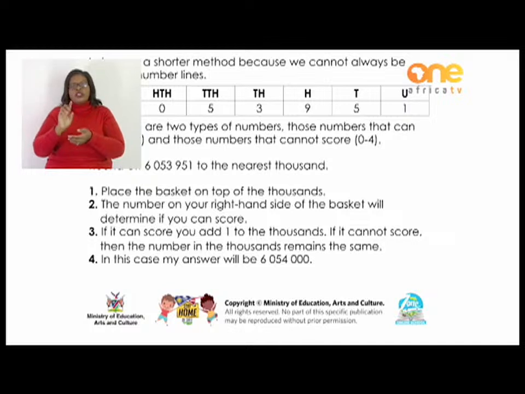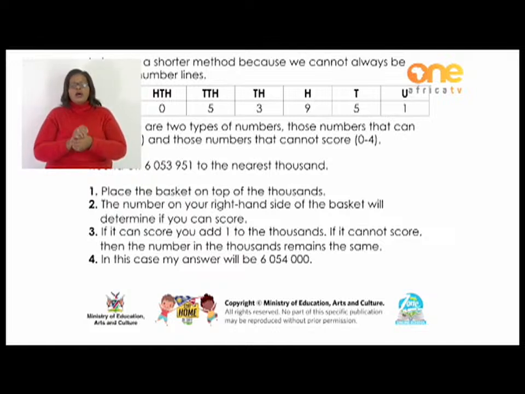Then the notes which are below. First, there are two types of numbers: those numbers that can score between 5 and 9, and those numbers that cannot score between 0 and 4. Round off 6,053,951 to the nearest 1,000. I will repeat that one again. Round off 6,053,951 to the nearest 1,000.